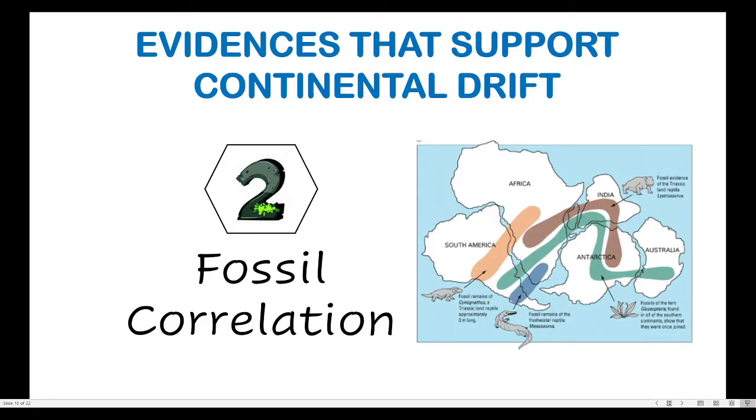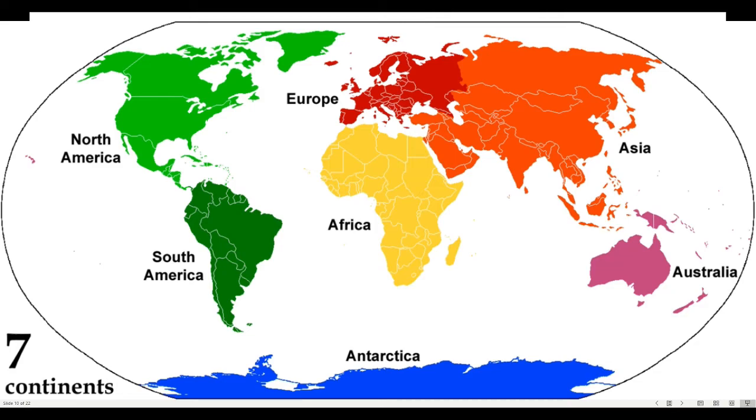You may ask me, Ma'am, isn't it that fossils or fossil remains are meant to be found in different places? The answer is yes. However, the question now is, why are they in different places? If the continental drift theory is wrong, then the current arrangement of the continents would most probably be the arrangement of the continents millions of years ago.